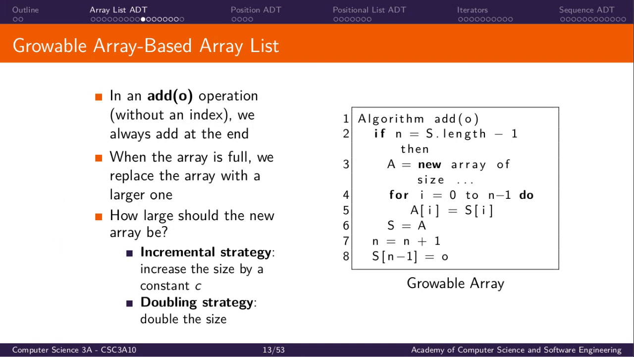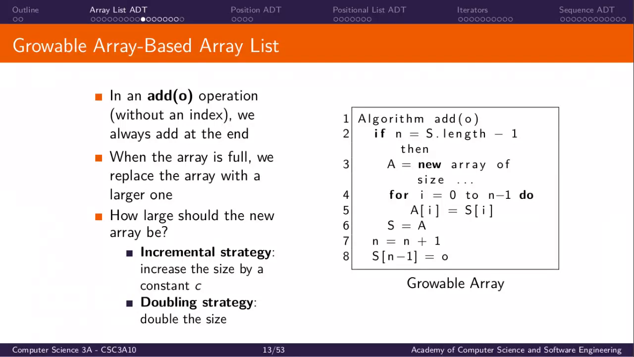So when our add operation is simply adding to the end of our array, and in fact, add O that does not have an index, that method will simply add to the end of our array list, which if we're using an array, simply adds to the end of our array. Then if our array still has space, that'll be constant time. However, when our array is full, we'll replace our array by a larger one.